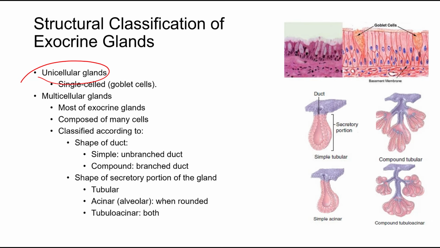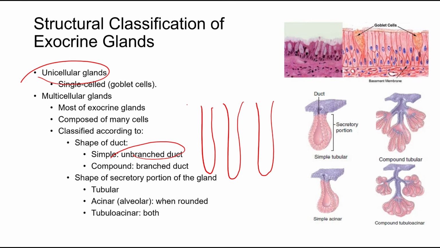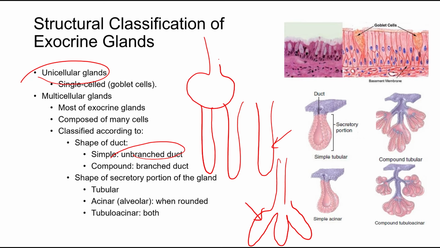We classify them according to the shape of the duct or to the shape of the secretory portion. So it could be a simple gland, with an unbranched duct, or it's compound, with a branched duct. For example, the glands in the large intestine are simple tubular glands. Also, we divide them according to the shape of the secretory portion. So it could be like a tube, like for example, these tubular glands, or it could be like an acini, a distended part. For example, you will find the acini in the pancreas or in the sweat glands.